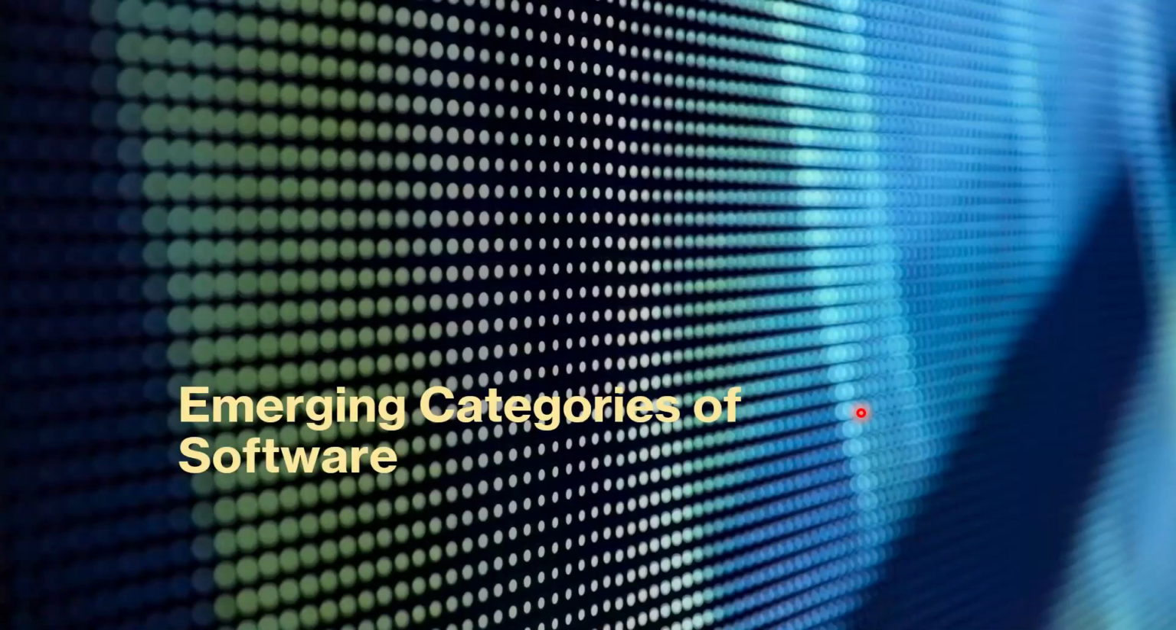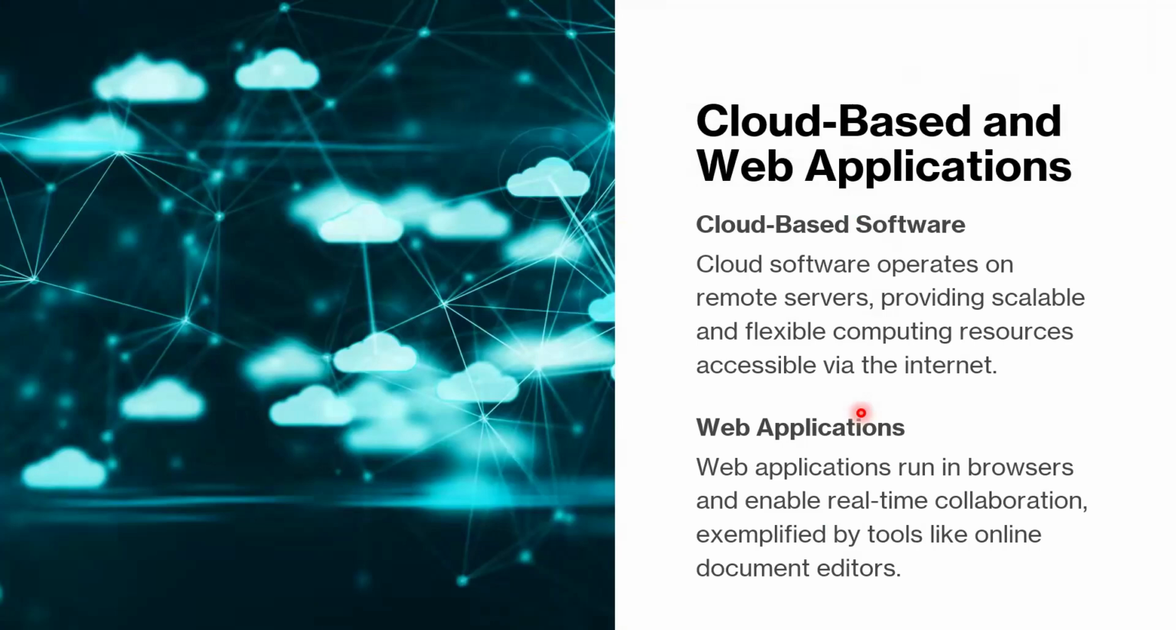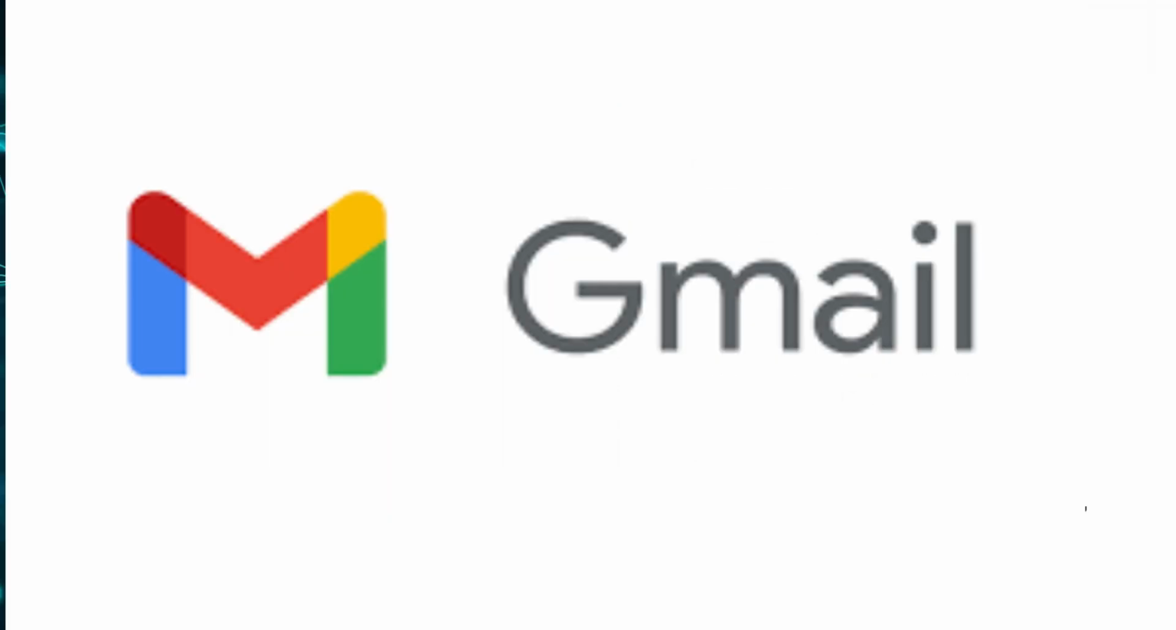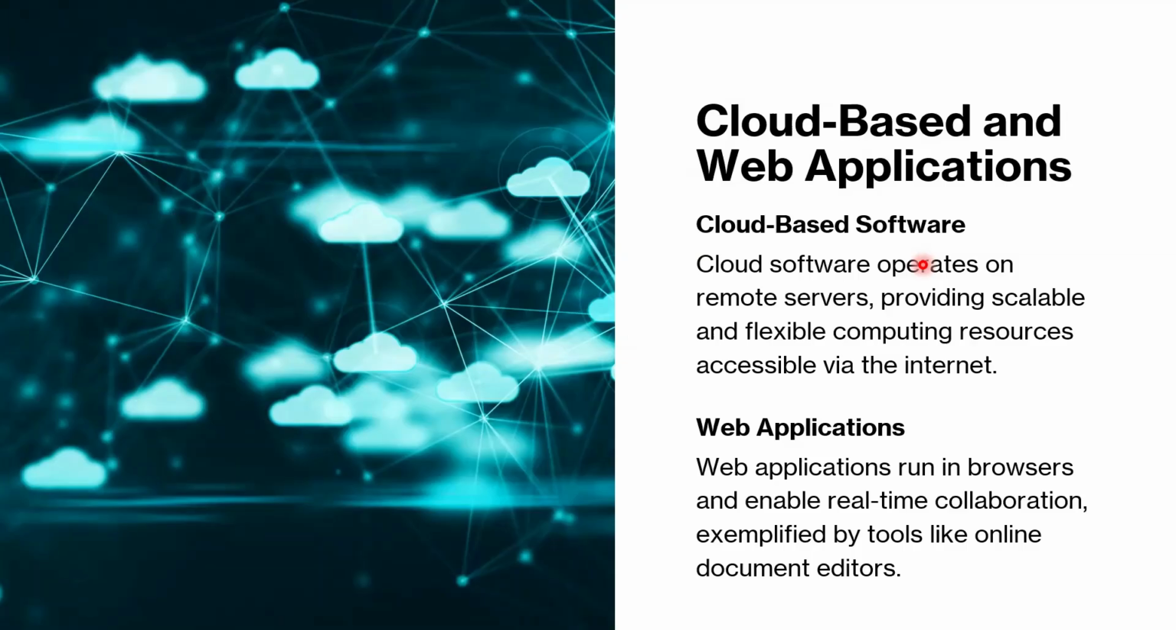Emerging categories of software. Cloud-based and web applications. Cloud-based software. This is also a type of software, which we call cloud-based software. Like you have seen Gmail, it is present in the cloud and it is used for sending emails, receiving emails, and many more things we can do. So this is an example of cloud-based software.